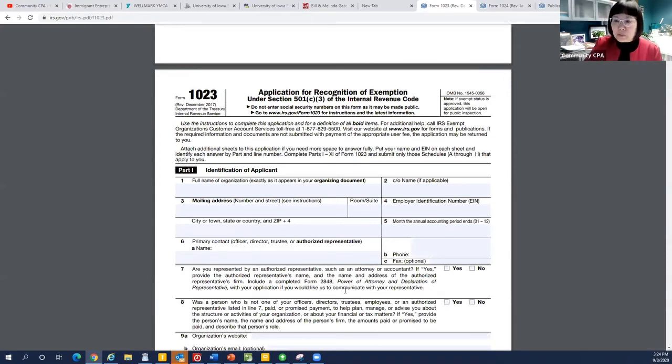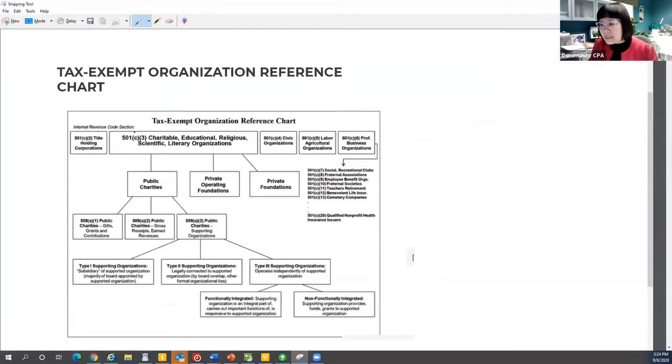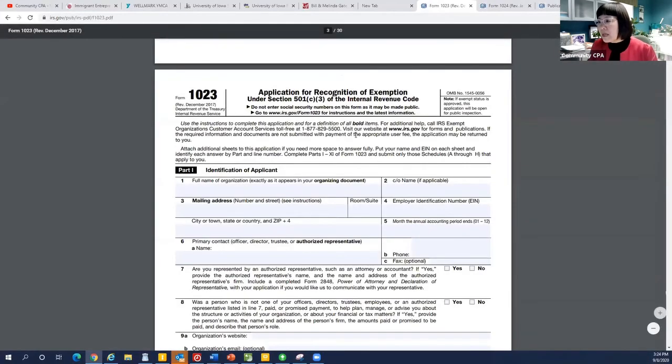And I want to show you this because the majority of your applications need a 1023, because it says under section 501c3. Under 501c3, remember we had all of these. Under 501c3, we have all of these ones. Okay, so most of the applications are on 1023.